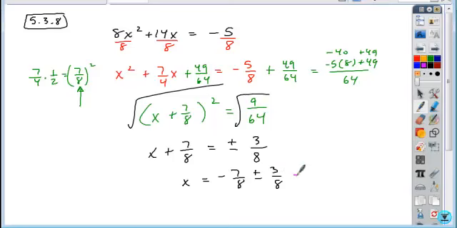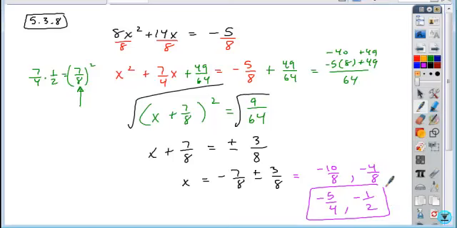And what you should notice here is this actually gives us numerical values. They're rational numbers. So we take negative 7/8 minus 3/8 gives us negative 10/8, and negative 7/8 plus 3/8 gives us negative 4/8. And so if we reduce our fractions here, 2 goes into negative 10 5 times, and 8 4 times, and 4 goes into negative 4 negative 1, and 8 twice. Okay? So these would be our two solutions.